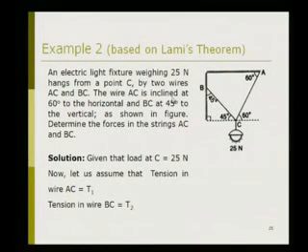The second example is based on Lami's theorem. An electric light fixture weighing 25 Newton hangs from a point C by two wires AC and BC.